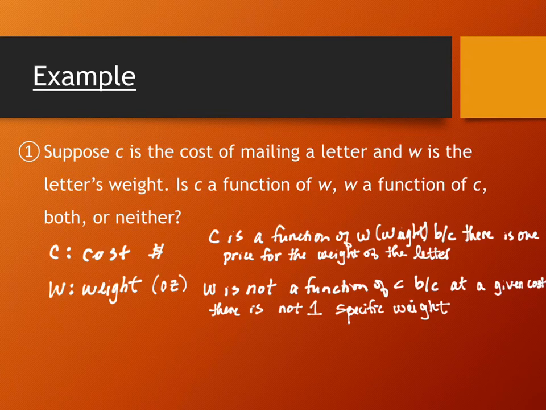So if we go up to the question and it says, is C a function of W? That one was yes, right? Is W a function of C? And that one is no. So then we don't have to worry about the both or the neither because we've answered each individually. They could both be yes and then it'd be both. They could both be no and they'd be neither. Okay, any questions on that?